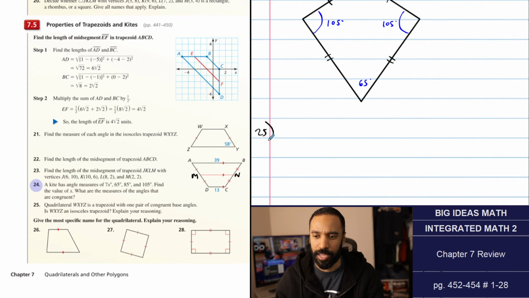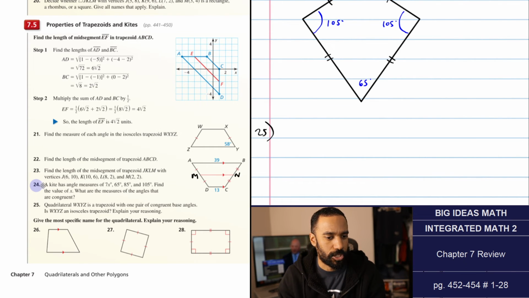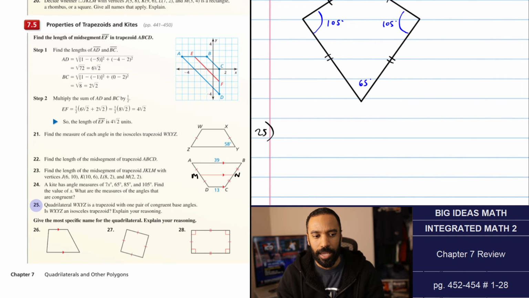Let's see if they talk about kites again. Quadrilateral, nope. Quadrilateral WXYZ is a trapezoid with 1 pair of congruent base angles. Is it an isosceles trapezoid? Explain your reasoning.